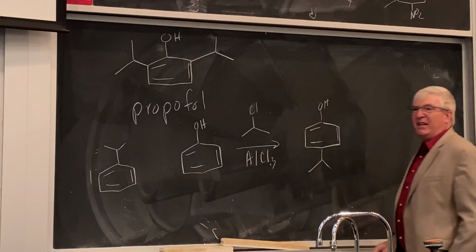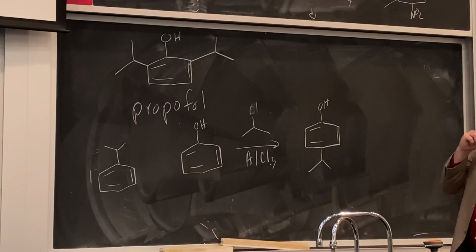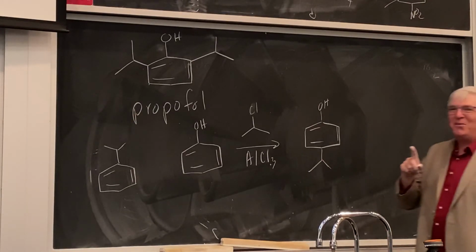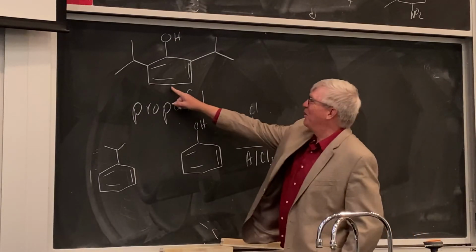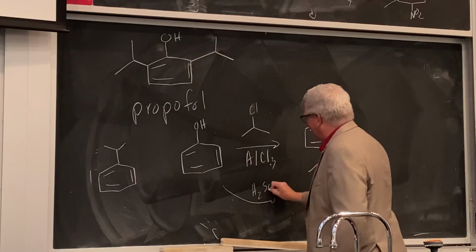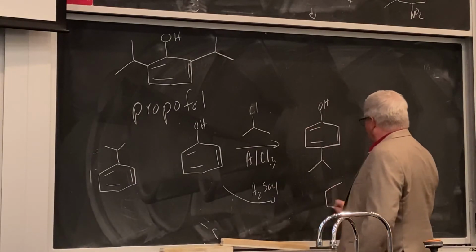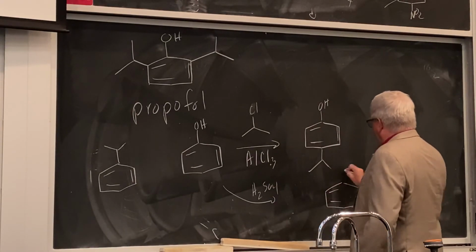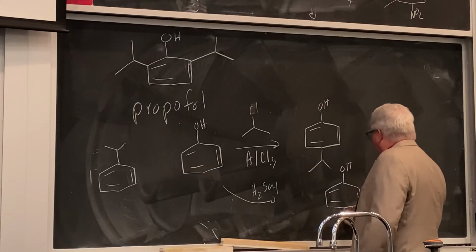And that's not what we need. So what are we going to do first to phenol? We're going to sulfonate it and block the 4 position, right? So if we treat it first with H2SO4 and get this, then we have those 2 positions blocked.